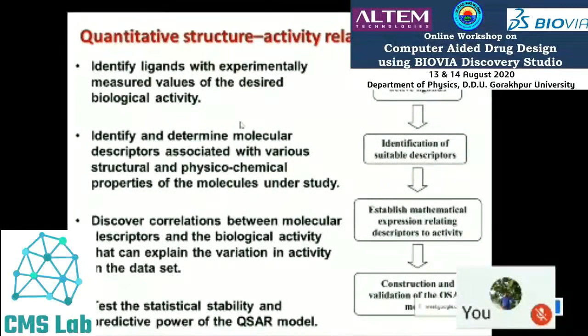So that is the first major important step: identification of active ligands with the biological activity. And then the second step is identifying the properties. So you've got structures with the biological activity. Now what do you need to do? You need to identify and determine molecular descriptors.